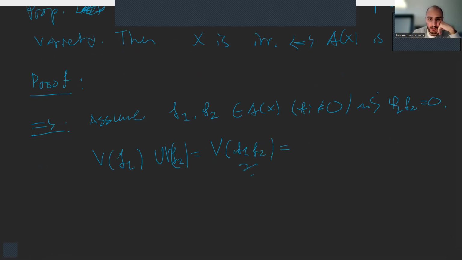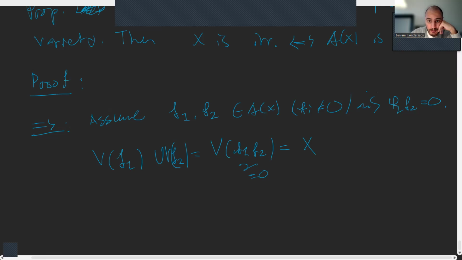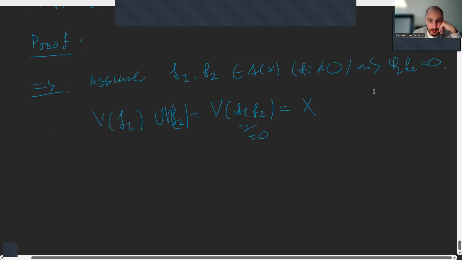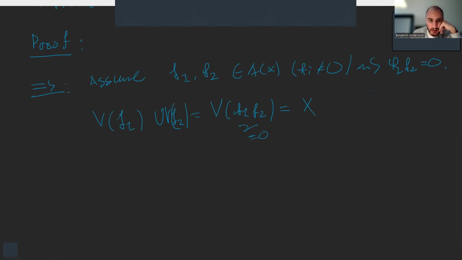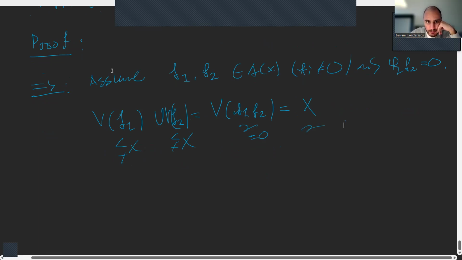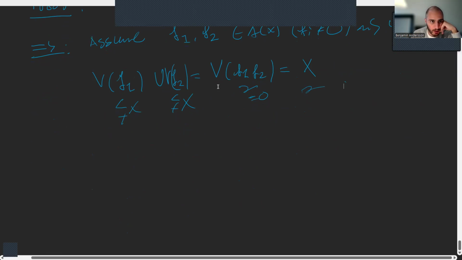So this is zero. I claim this holds, and so by the relative Nullstellensatz, this is X. And by the bijective property of the relative Nullstellensatz, this has to be proper. These are closed proper subsets. So then X is reducible, and this is the same statement by the contrapositive.